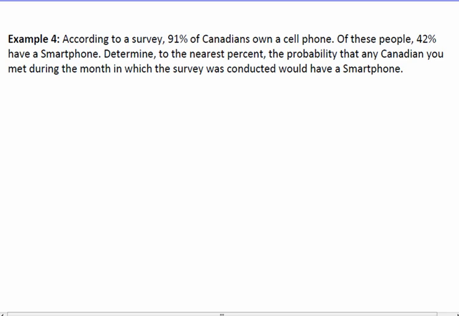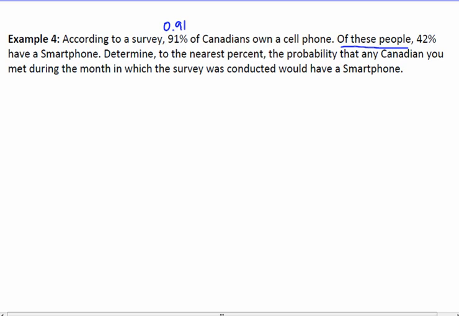Okay. According to the survey, now when we see percents, are we actually using percents in our calculations? No, we have to do what to them? Fraction or decimal. So let's just change it to a decimal. 0.91. So according to a survey, 91% of Canadians own a cell phone. Okay?